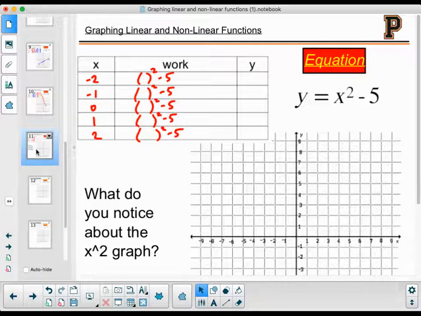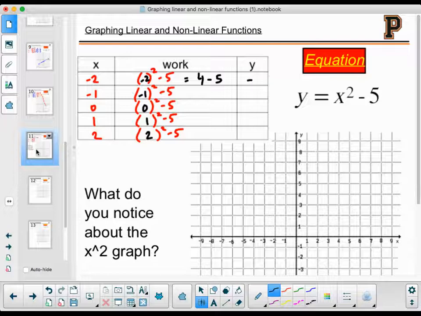Plug in my -2 through +2. So we got -2 to the second, -1 to the second, 0 to the second, 1 to the second, 2 to the second. Little hint here, by the way, for those that like to use calculators for this type of stuff, make sure that your input is in parentheses, otherwise you may get the problem wrong, okay? But -2 times itself gets you 4, and 4 minus 5 is -1. So I got the first set of input and output.